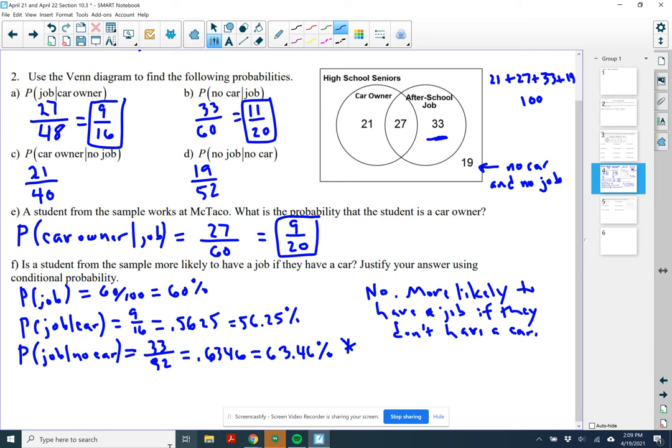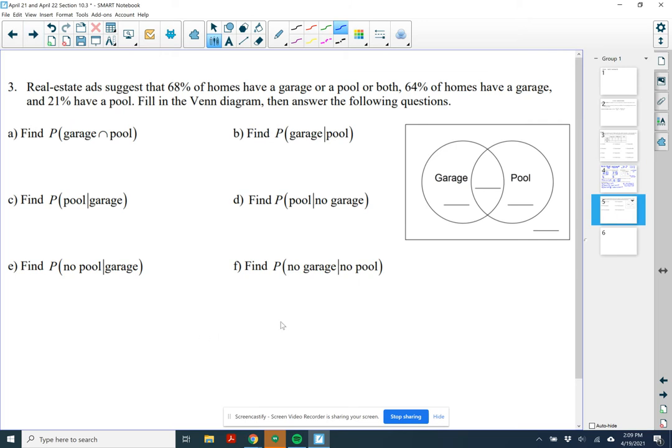All right, let's look at example 3. So in example 3, we have a Venn diagram that we have to fill out. Real estate ad suggests that 68% of homes have a garage or a pool or both. 64% have a garage, 21% have a pool. Fill in the Venn diagram and answer the following questions.